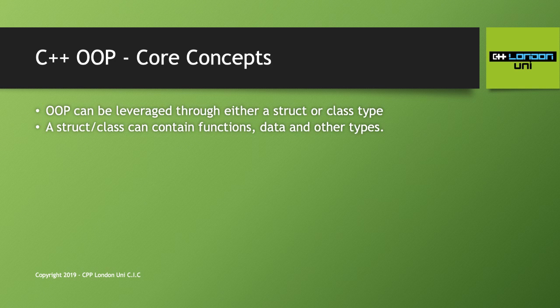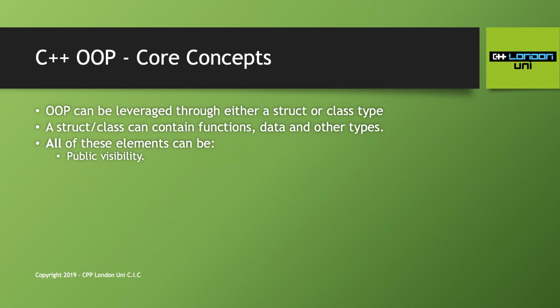When I say types, you can have a struct and then put a struct inside that struct, and a struct inside that struct. Structs and classes are what we call types, so you can even nest them. Functions and data sound fairly straightforward, right? And all of these elements can have public visibility.